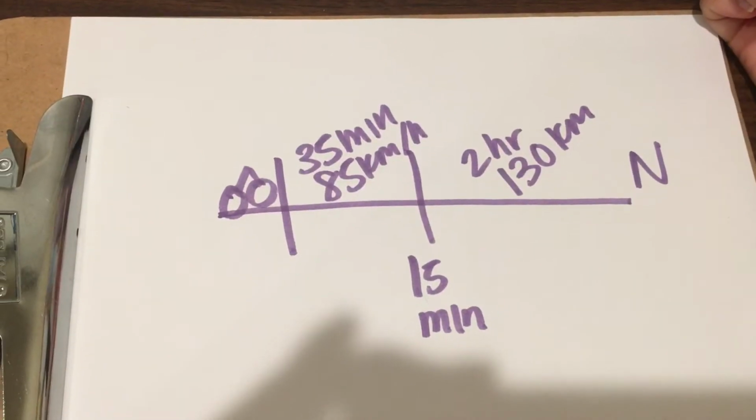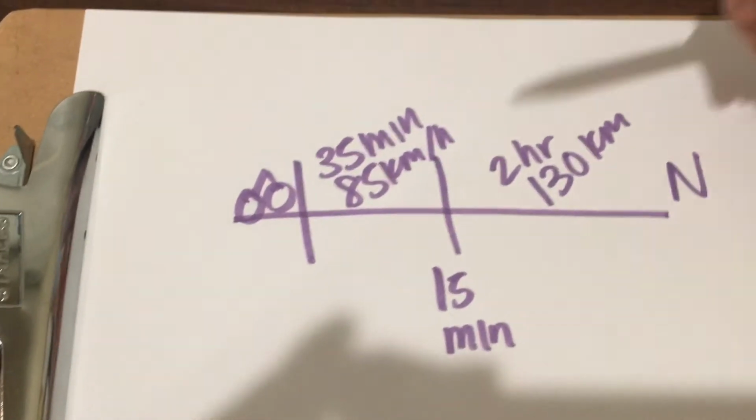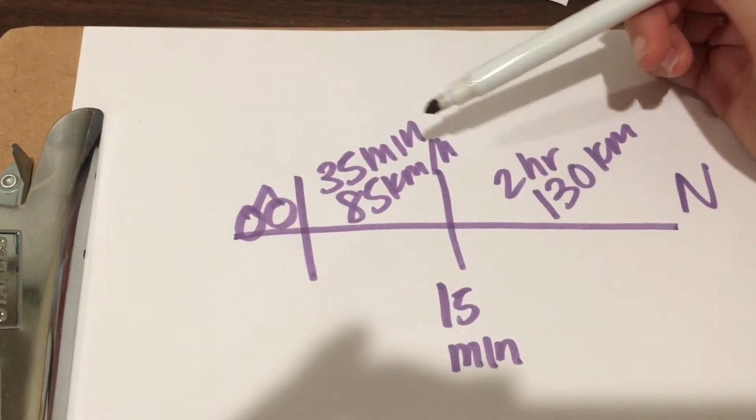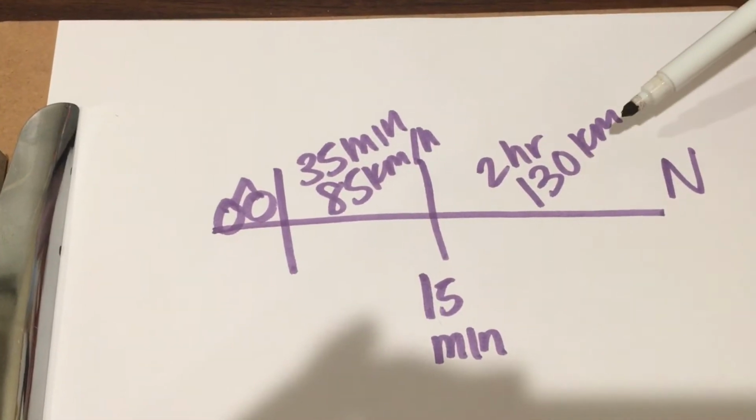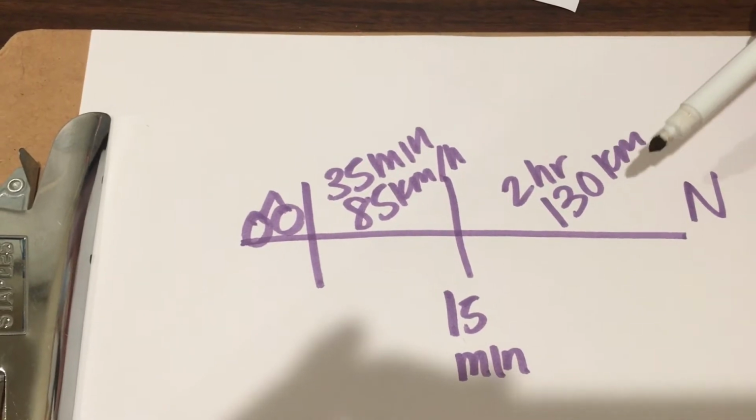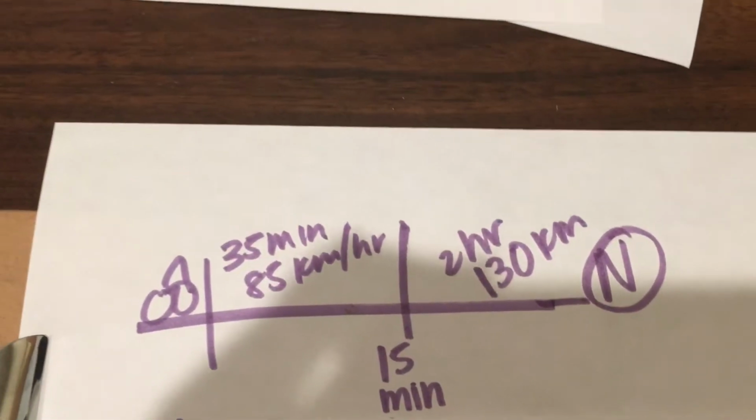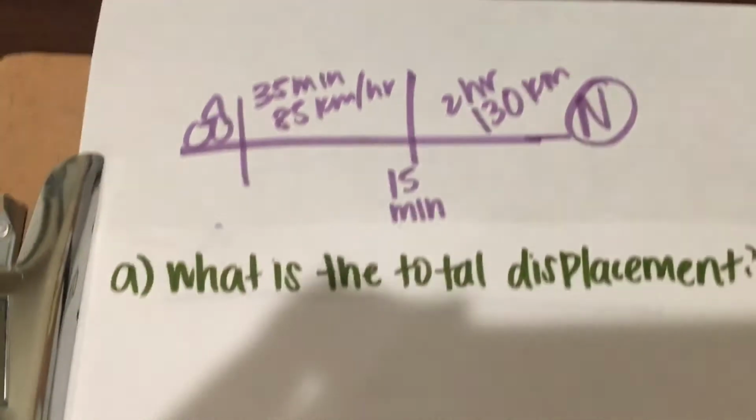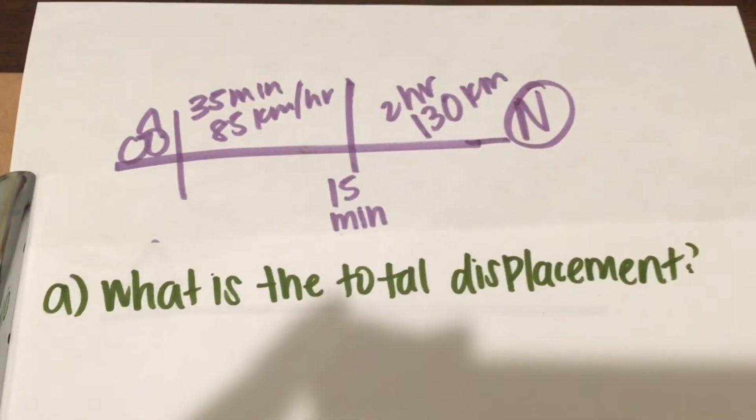Something really important to recognize in this problem is that for the first part of the trip, you're given the time and the speed, but for the second part, you're given the time and the distance. Now that we've finished creating our visual, we can continue on to answer the first part of the question, which is A, what is the total displacement?